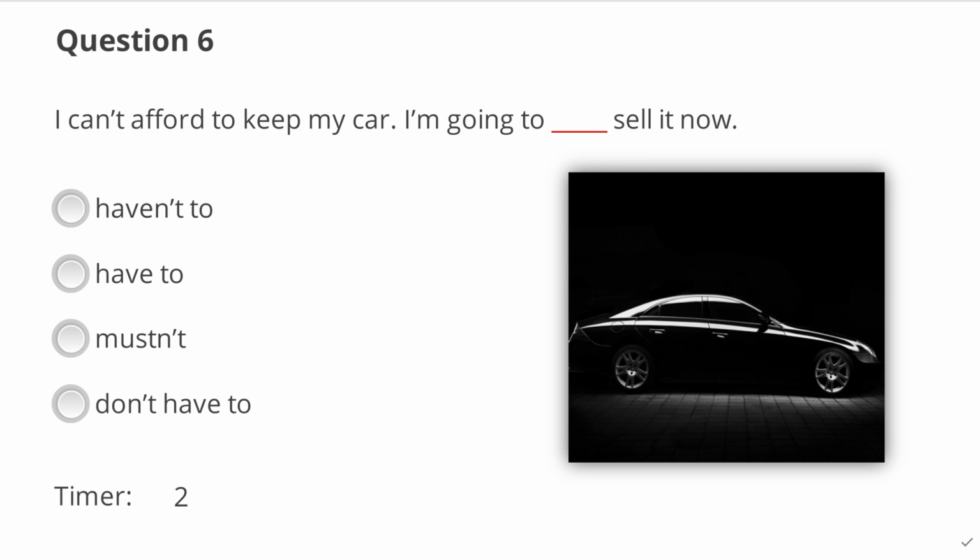The right verb is have to. So I need to sell my car. I have to sell my car, even though perhaps I don't want to. There we go.